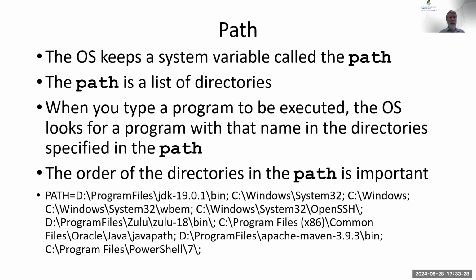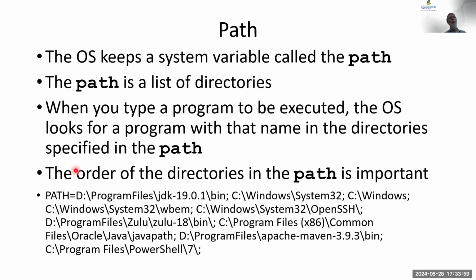Paths. The operating system keeps a variable called path. And path is just a list of directories separated by semicolons that specifies where it's going to look. If you type in some program like prog, and it goes, well, where is this program? How does it find it? It looks through the directories that are specified in the path, in the order in which they appear in the path.